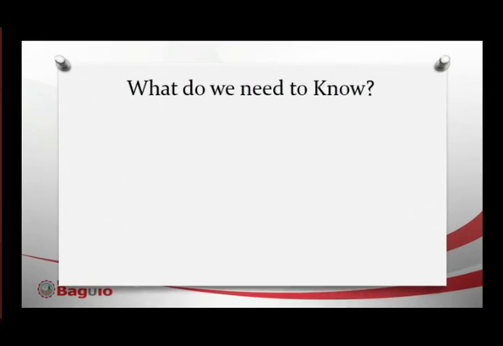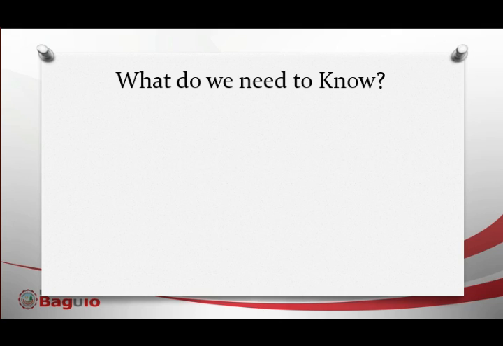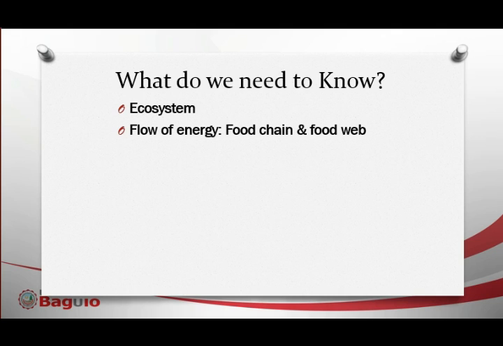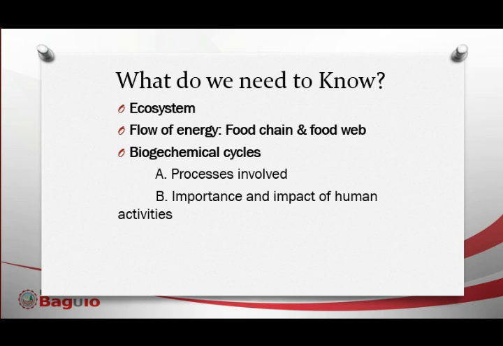All right, let us proceed now, my dear classmate. What are the things that we need to know in this chapter? I'm going to present the ecosystem and the flow of energy, specifically the food chain and the food web. I'm going to discuss biogeochemical cycles. I'm not going to describe the different parts of that cycle, but we're going to look at the processes involved in it, and also the importance and impact of human activities on those biogeochemical cycles. And the last part, I'm going to present the interactions among organisms. What are the different ecological relationships of those different kinds of organisms? That will be the last part.